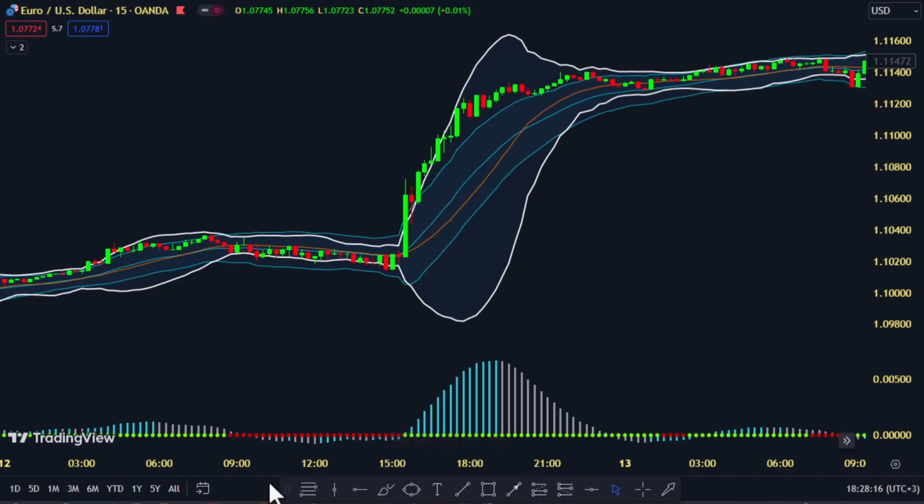Now that we've got the indicator's mechanics down, let's learn how to read it effectively.